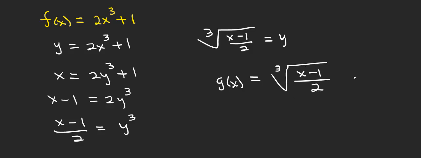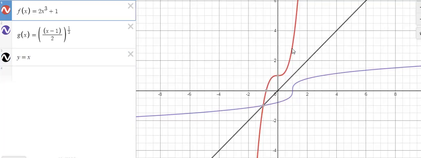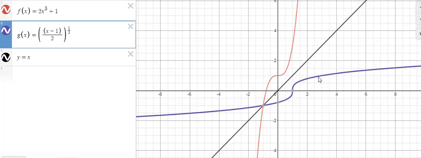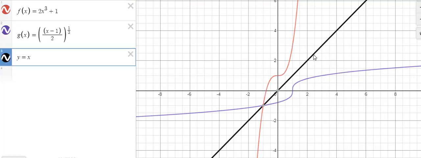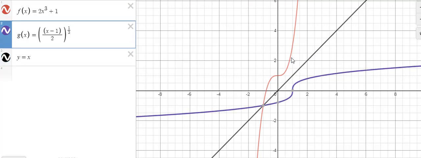And let's graph this and see what happens. So we have f of x, and we have the inverse we just found. And here's y equals x. Graphically, it supports our answer.